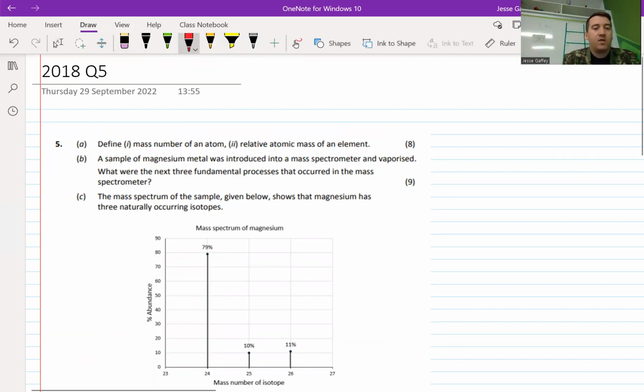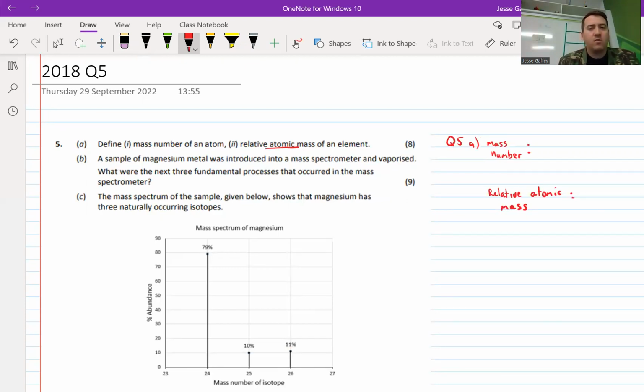And as we see, the first line, part A here, question 5, part A, asks for 2 definitions. The first definition is referring to the mass number. And the second definition is asking about the definition for relative atomic mass. Now some of you may remember those definitions and be ready to go ahead, pause the video and write about them now.